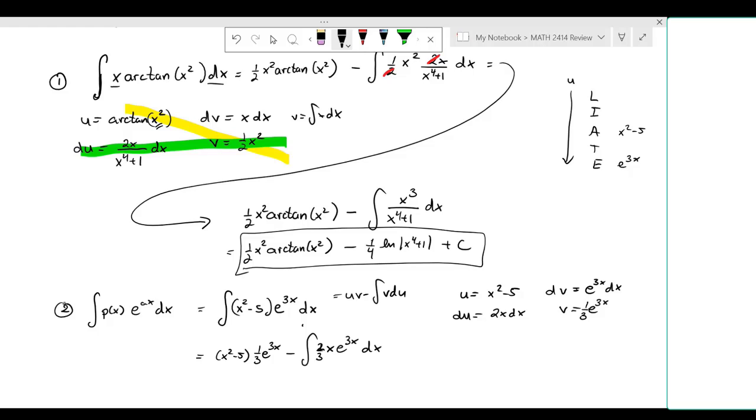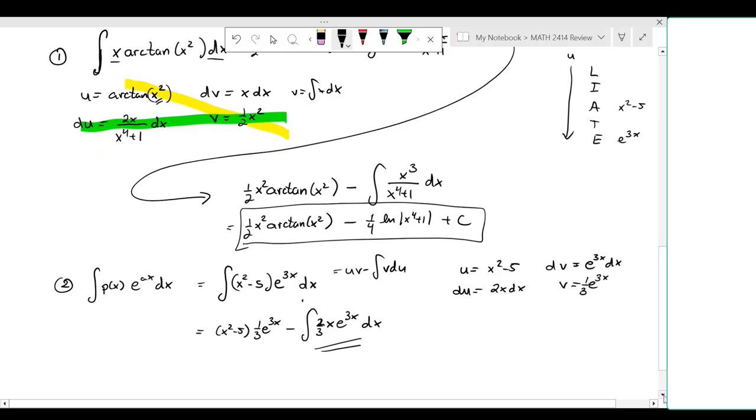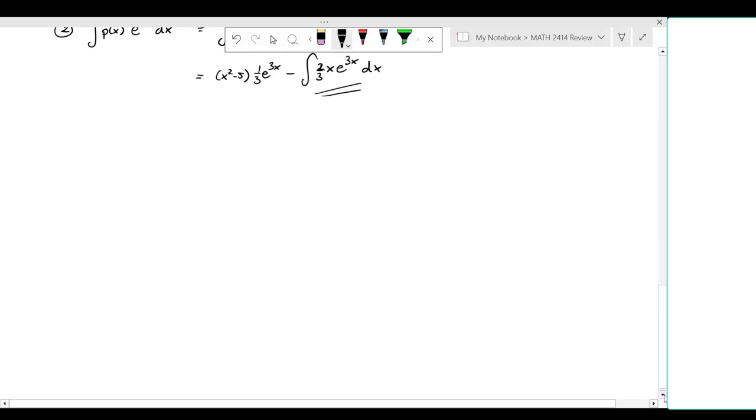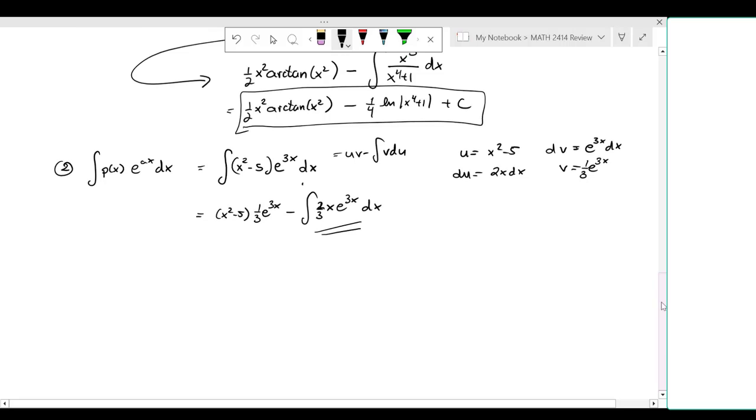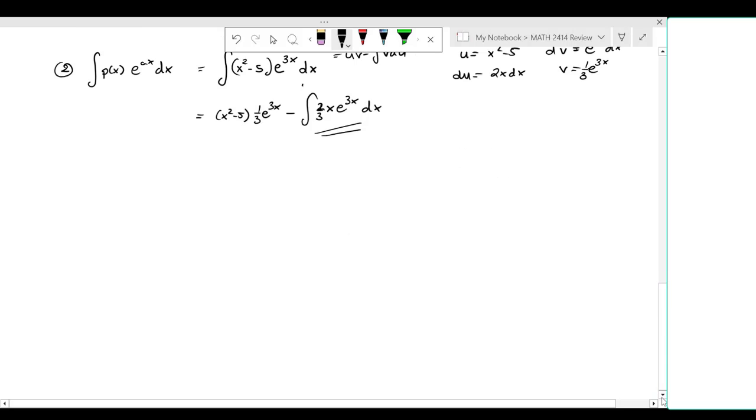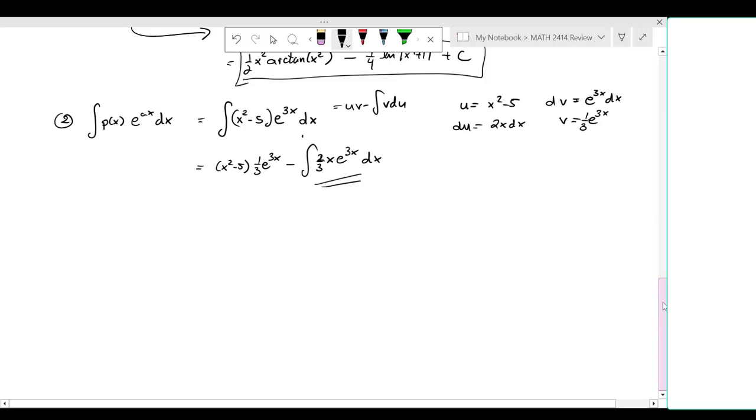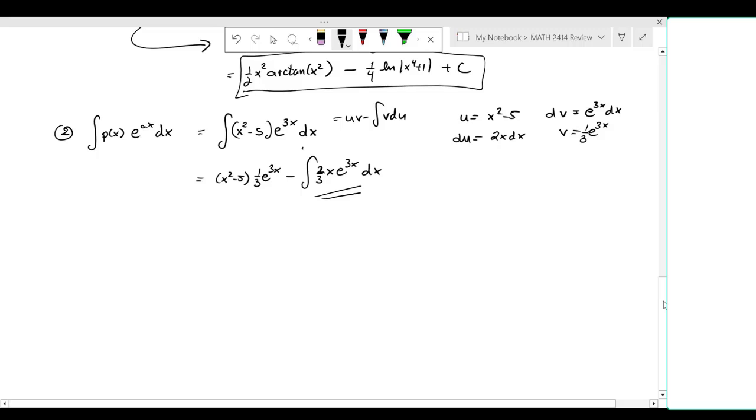Okay. But I just wanted to have that simple lesson that this integral that you get on the right-hand side of the integration by parts formula is simpler, but it's still not simple enough, right? So we're going to have to use integration by parts again. So we're going to use another integration by parts on this guy.